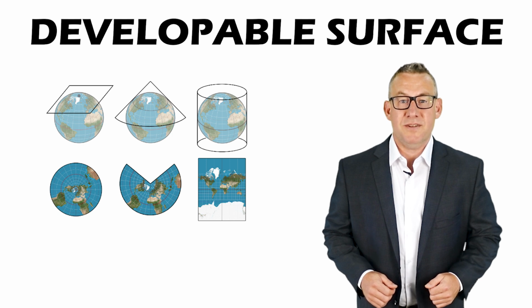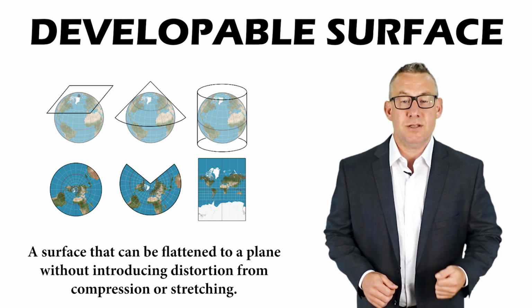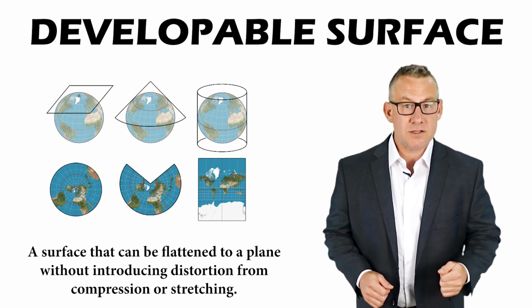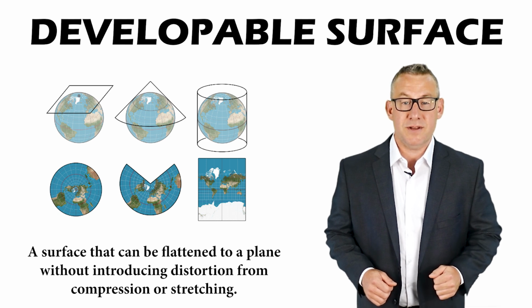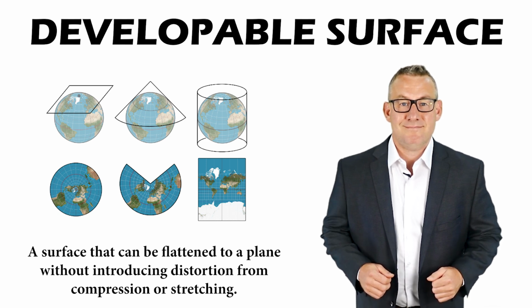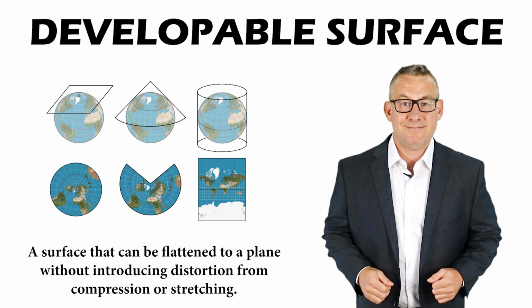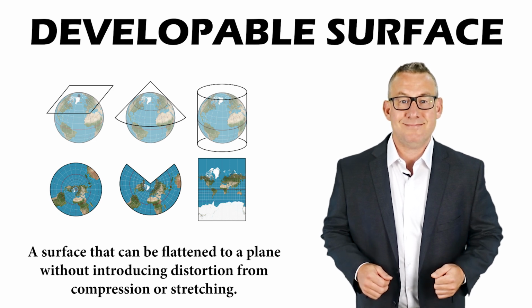A developable surface. A developable surface is a surface that can be flattened to a plane without introducing distortion from compression or stretching. There will be distortion due to the projection, but not from the flattening of the developable surface. There are 3 common types of projections based on 3 common types of developable surfaces. The 3 common types of developable surfaces are planar, conic, and cylindrical.